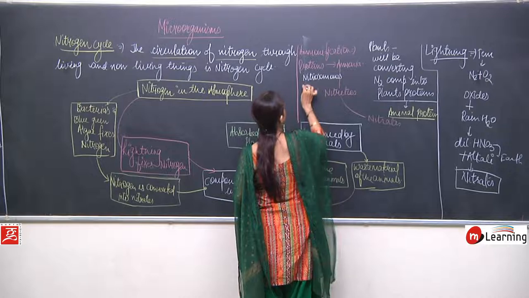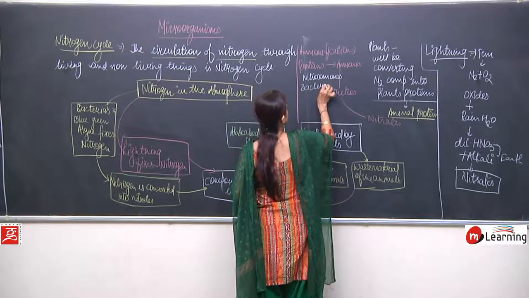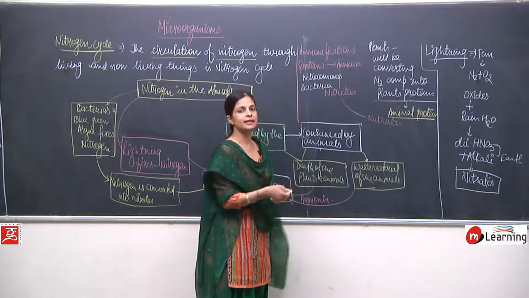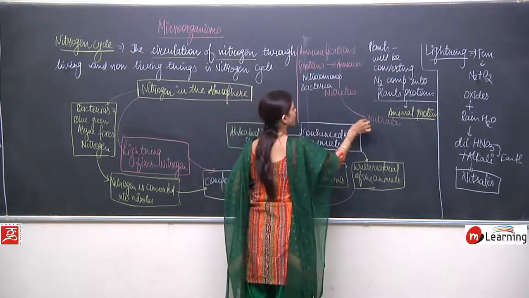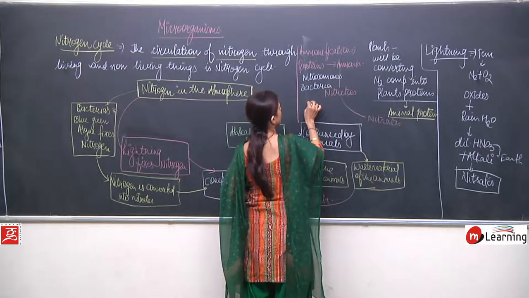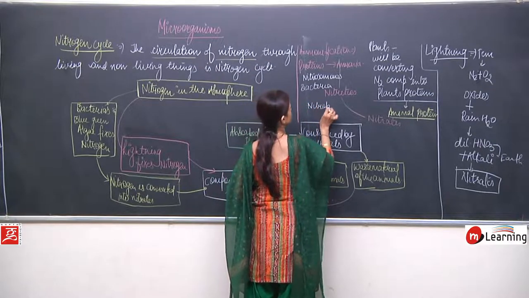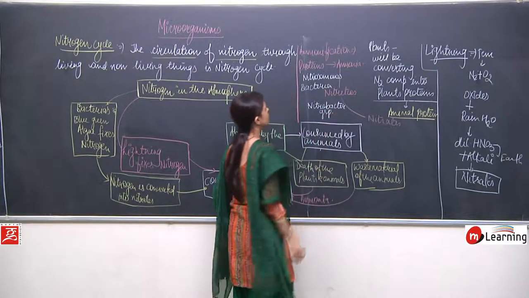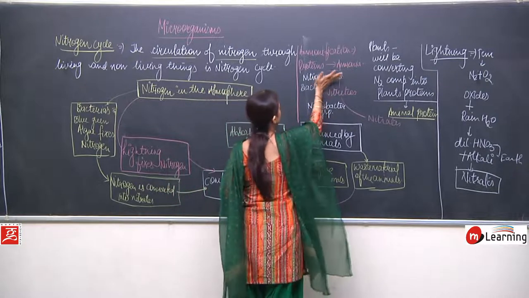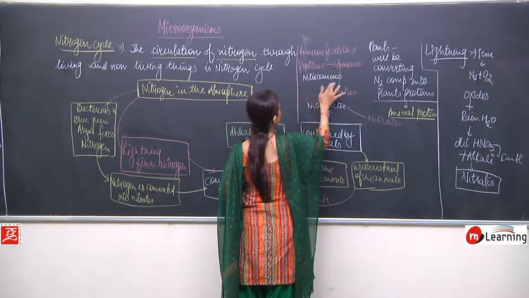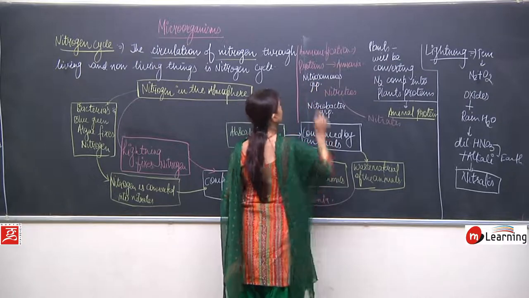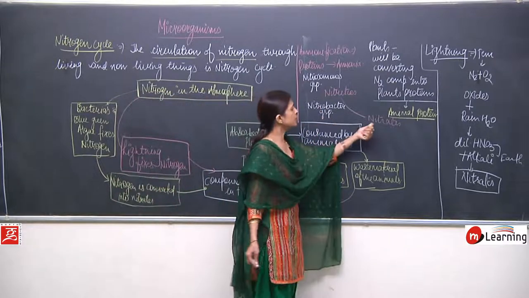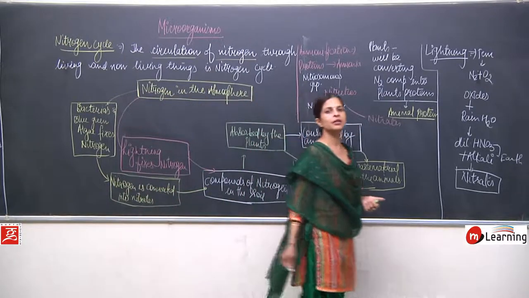Nitrosomonas bacteria. Nitrosomonas bacteria convert ammonia into nitrites. And who converts nitrites into nitrates? Nitrobacter group. This also I should write over here, group. Nitrosomonas bacteria or group, I should write. It converts the ammonia into nitrites, and here nitrites get converted into nitrates by the nitrobacter group of bacteria.